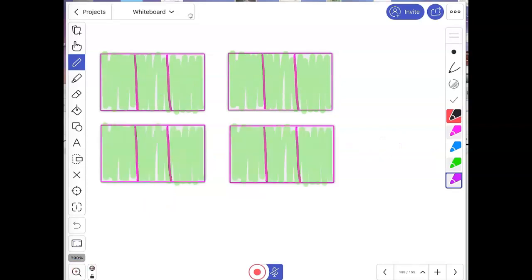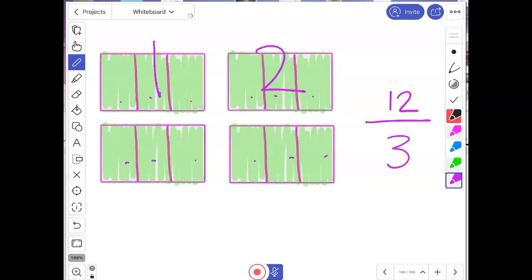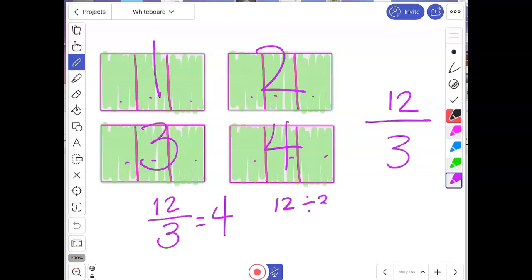Here's another one. My cakes are still broken into thirds, but now I have 1, 2, 3, 4, 5, 6, 7, 8, 9, 10, 11, 12 pieces. How many whole cakes is that? That's 1 cake, 2 cakes, 3 cakes, 4 cakes. So 12 thirds is the same thing as 4, because 12 divided into thirds means that I've got 4 cakes. 12 divided by 3 equals 4.